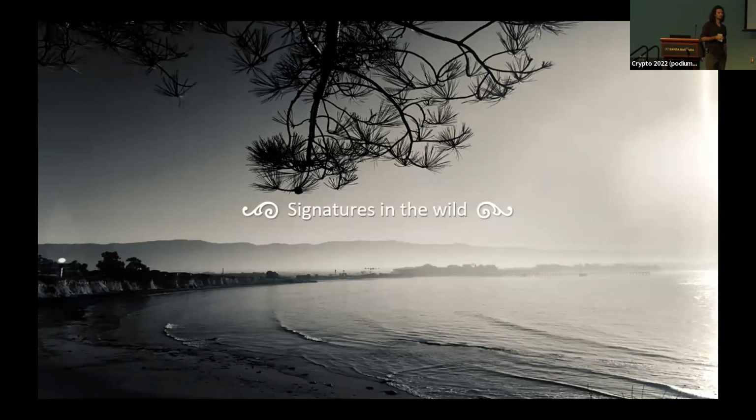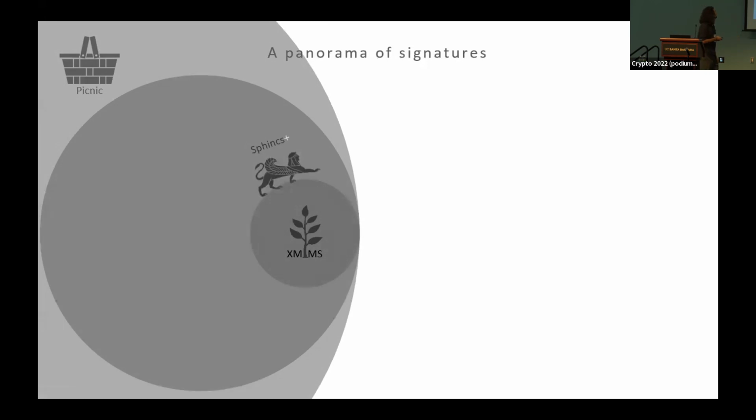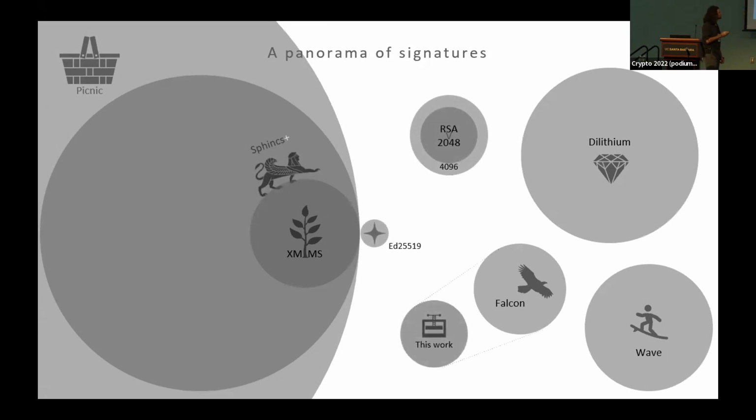Let me explain what kind of signatures we can find in the world in 2022. In this little panorama of signatures, I will draw big circles whose area corresponds to the size of the signatures themselves. Let's start with the hash-based family: Picnic, SPHINCS+, and XMSS. Then the lattice and code ones: Dilithium, Falcon, and Wave. And as a reference, the non-post-quantum ones: RSA and ECDSA on Edwards curves. The aim of this talk is to take the hash-and-sign candidates, so Falcon, and see how we can reduce the size of the Falcon signature, and more generally of hash-and-sign type signatures, for basically free.